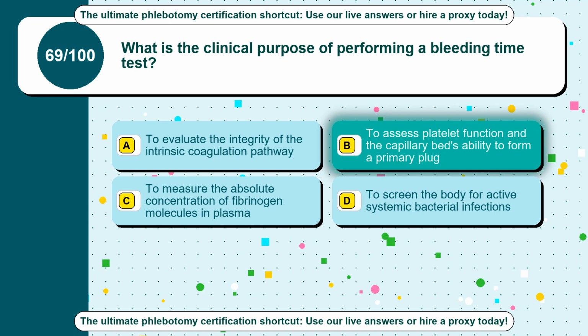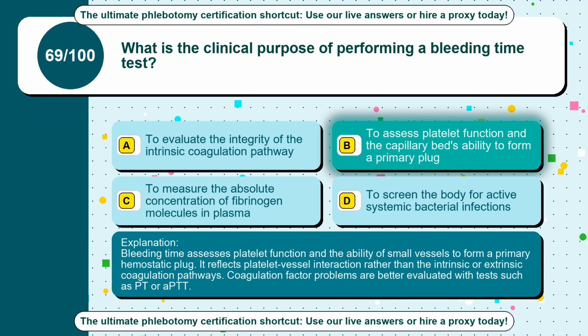The correct answer is option B, to assess platelet function and the capillary bed's ability to form a primary plug. Bleeding time assesses platelet function and the ability of small vessels to form a primary hemostatic plug. It reflects platelet vessel interaction rather than the intrinsic or extrinsic coagulation pathways. Coagulation factor problems are better evaluated with tests such as PT or APTT.